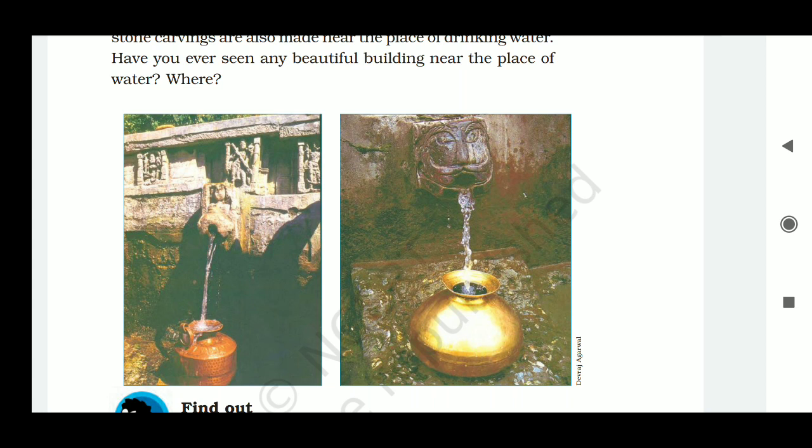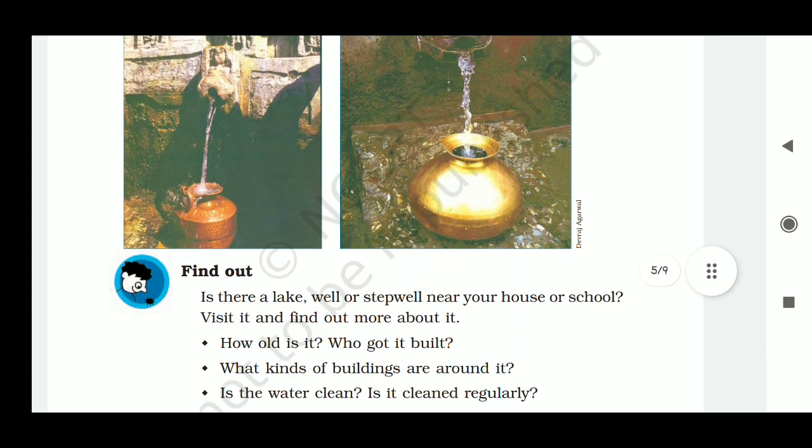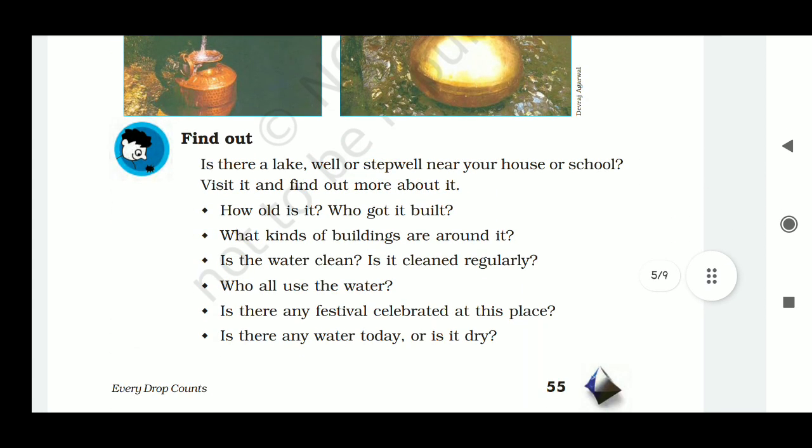Have you ever seen any beautiful building near the place of water, and where? If you have any experience, you can share it with your friends. So find out, is there a lake, well, or step well near your house or school? Visit it and find out more about it.